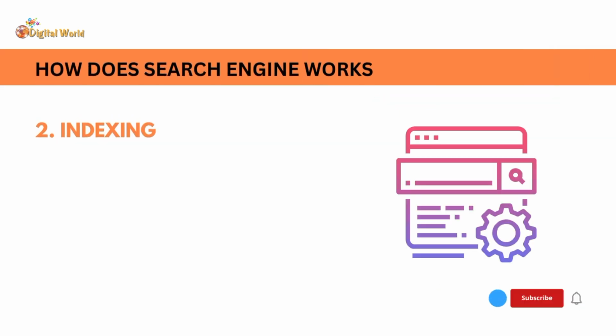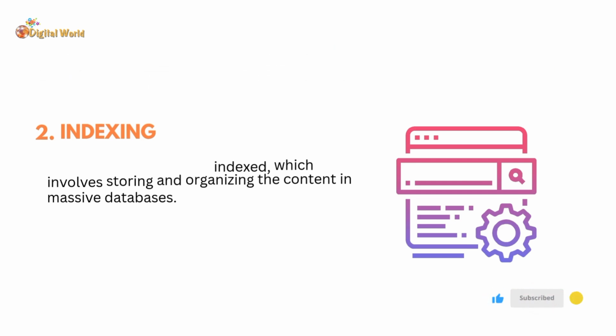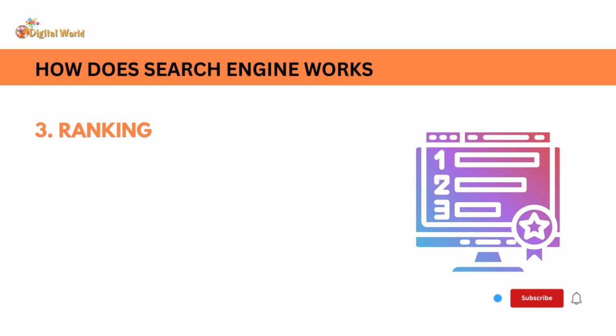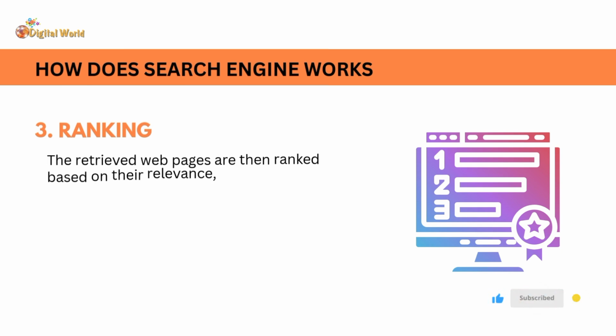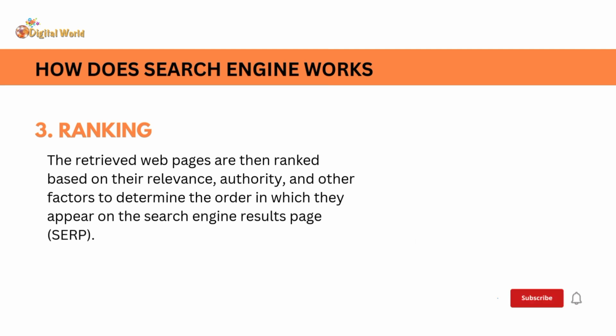Number 2. Indexing. The crawled data is then indexed, which involves storing and organizing the content in massive databases. Number 3. Ranking. The retrieved web pages are then ranked based on their relevance, authority, and other factors to determine the order in which they appear on the search engine results page, SERP.